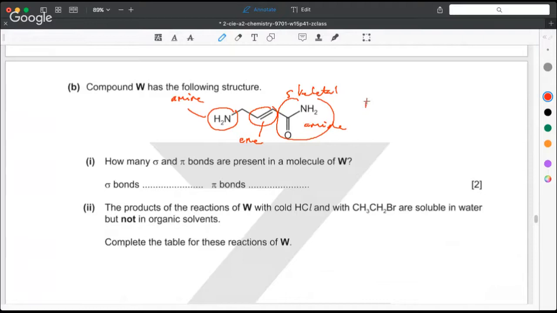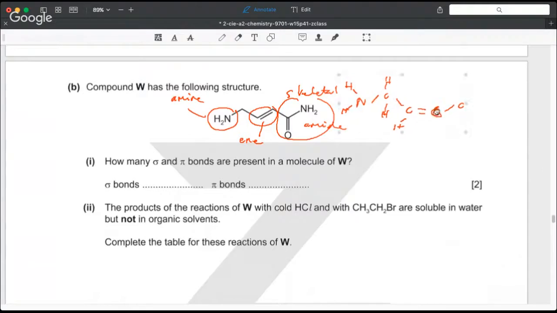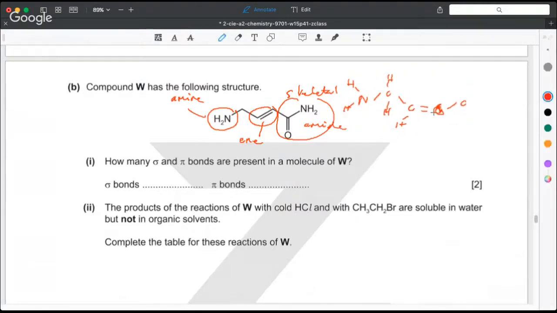If I drew out the displayed formula, it's a bit easier to see, isn't it? Well, if I could draw well, it would be easier to see. Let's try again. You've got this amine. It's got two hydrogen atoms there. And that's joined to a carbon. It's got two hydrogen atoms. And that's joined to a carbon. It's got a double bond. It's got a hydrogen atom there. And then that's a carbon atom. You wouldn't believe how difficult it is to use this.